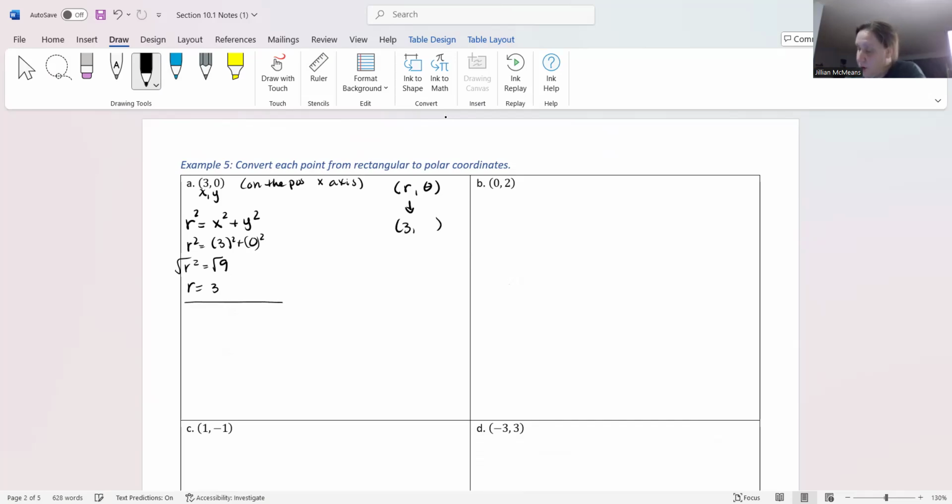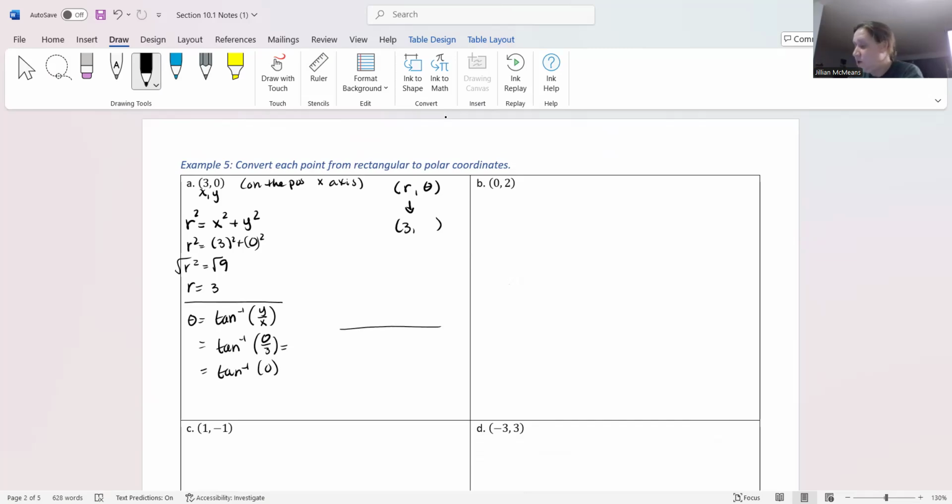Now that's our r. We want to figure out what theta is. And we know that theta is inverse tangent of y over x. Well, this is going to be inverse tangent of 0 over 3. So y over x, well, y is 0, x is 3. So 0 over 3, which is tan inverse of 0. So what angle for theta gives us a ratio of 0 for tangent, okay? So that ends up actually just being 0 radians, okay?